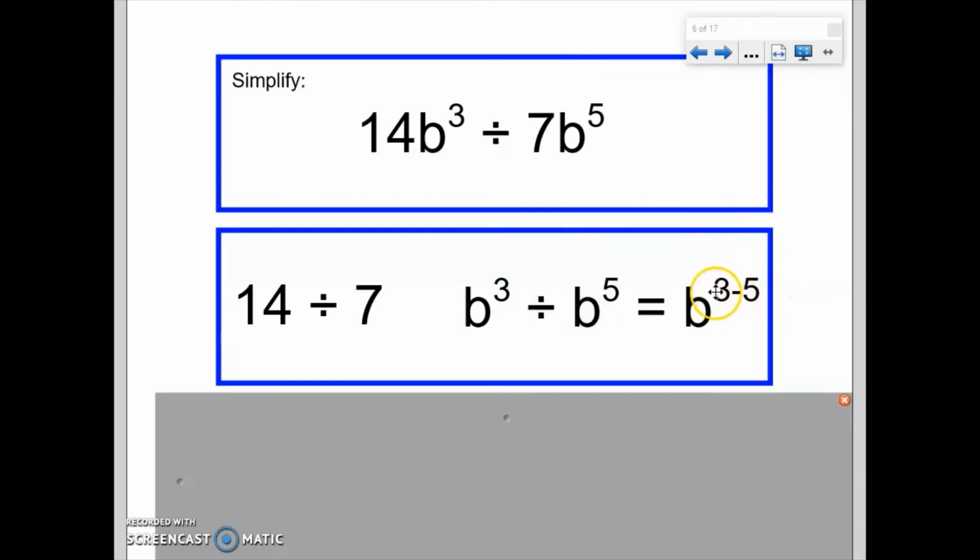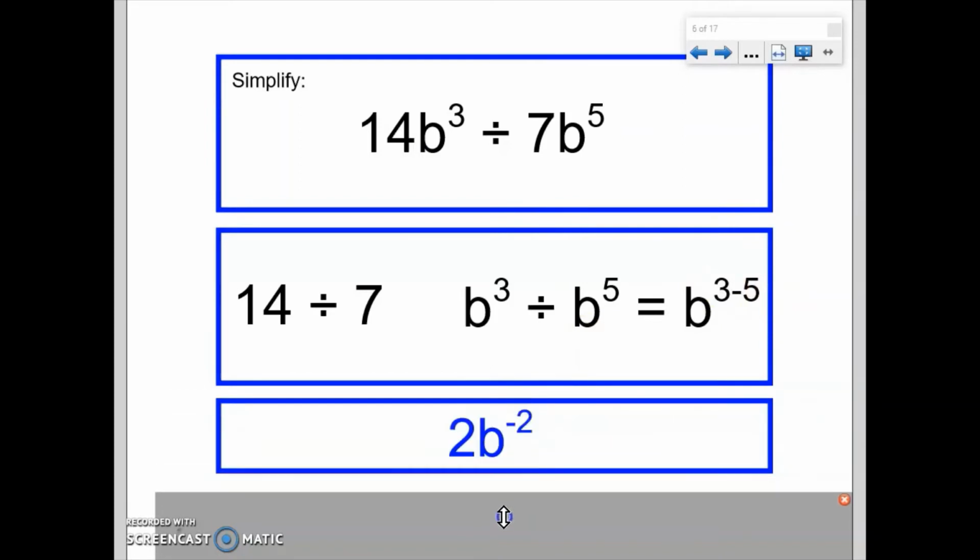I'm actually going to end up with a negative index number, which is fine. That will be totally correct for this question. When I simplify to get my final answer, I end up with 2b to the power of negative 2. Very well done if you were not put off by this negative index number.